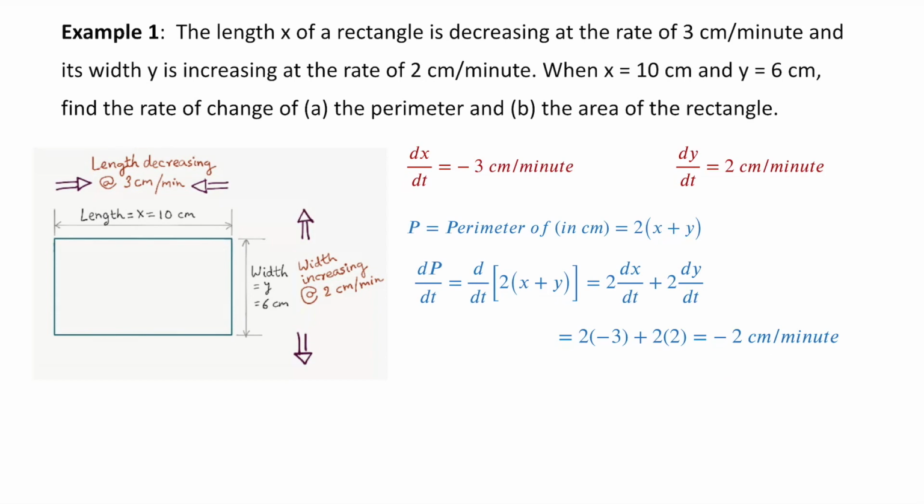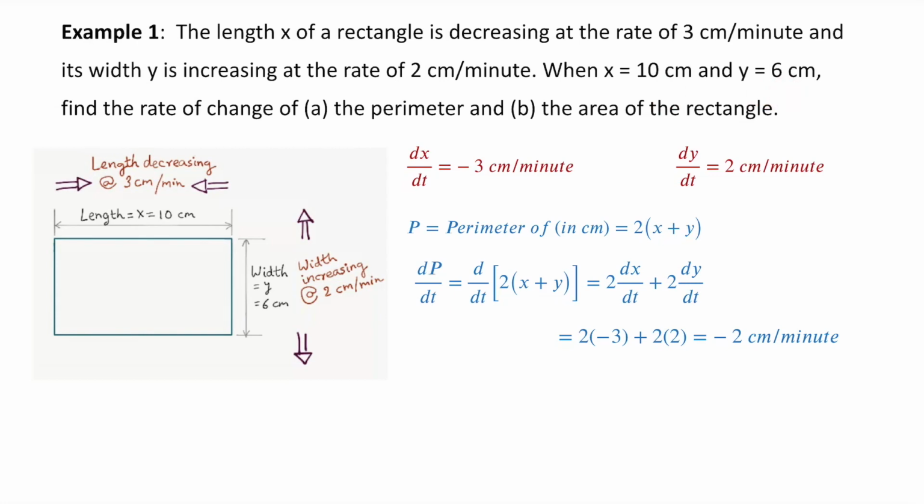So whether x is 10 centimeters and y is 6 centimeters, or even at other moments when they take different values, dP/dt is always minus 2 centimeters per minute. So the perimeter is always shrinking at any point in time, and also at the time when x is 10 and y is 6.